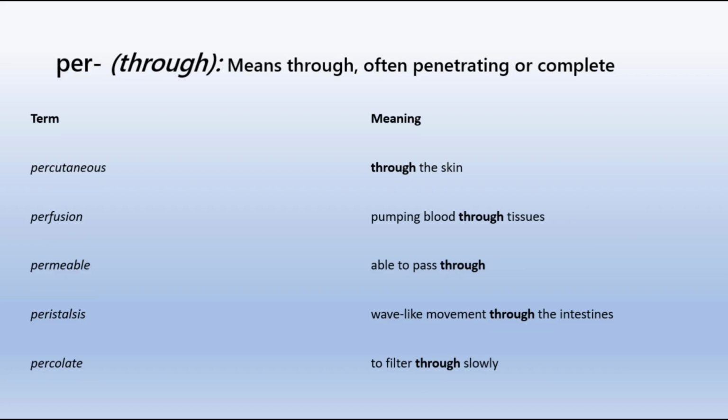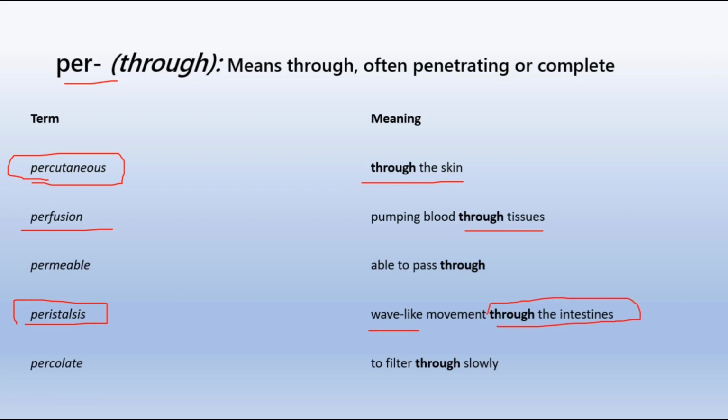Now let's look at per, which also means through, especially penetrating or passing completely. Percutaneous means going through the skin, like in needle procedures. Perfusion describes blood flow through tissues. And peristalsis is that wave-like motion through your digestive system that pushes food along.